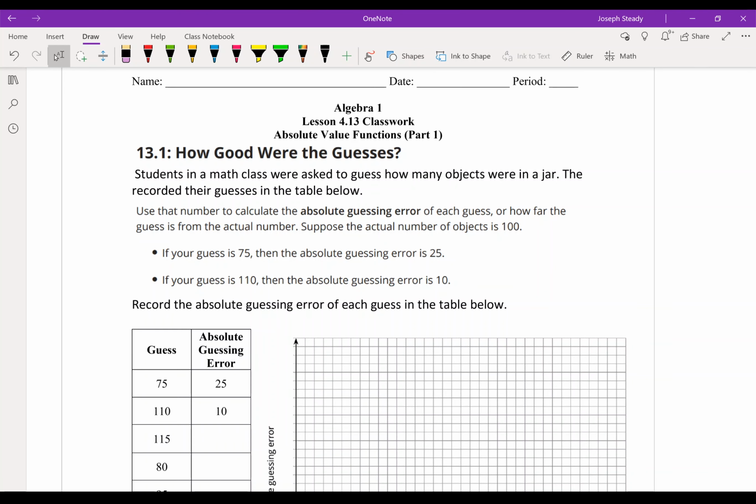In lesson 4.13, we are beginning to look at absolute value functions. Now, if you remember what an absolute value is, you may already have an idea where this is headed. If not, don't worry about it. We're going to go through everything over the next couple of lessons.